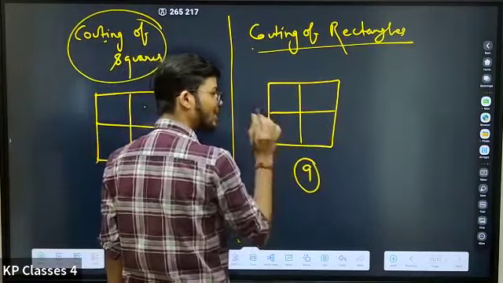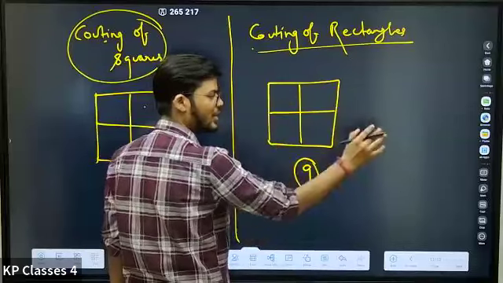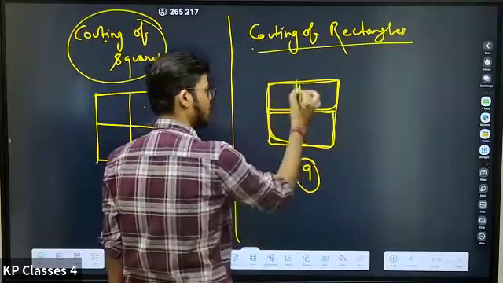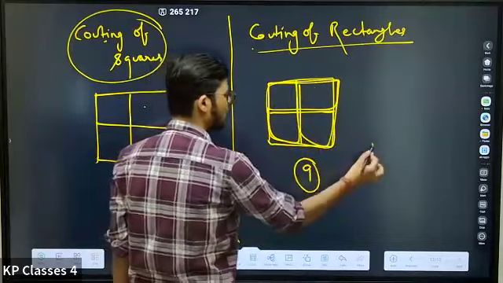If I'm going to talk about only rectangles, that means we're not going to talk about squares. So here in this case, the answer is going to be what? 1, 2, this 3, and this 4. So 4 will be there.